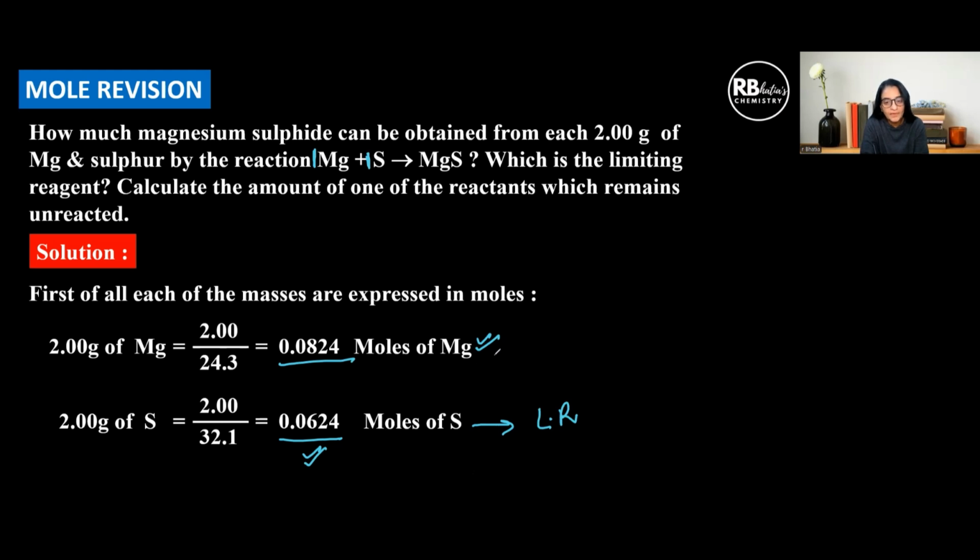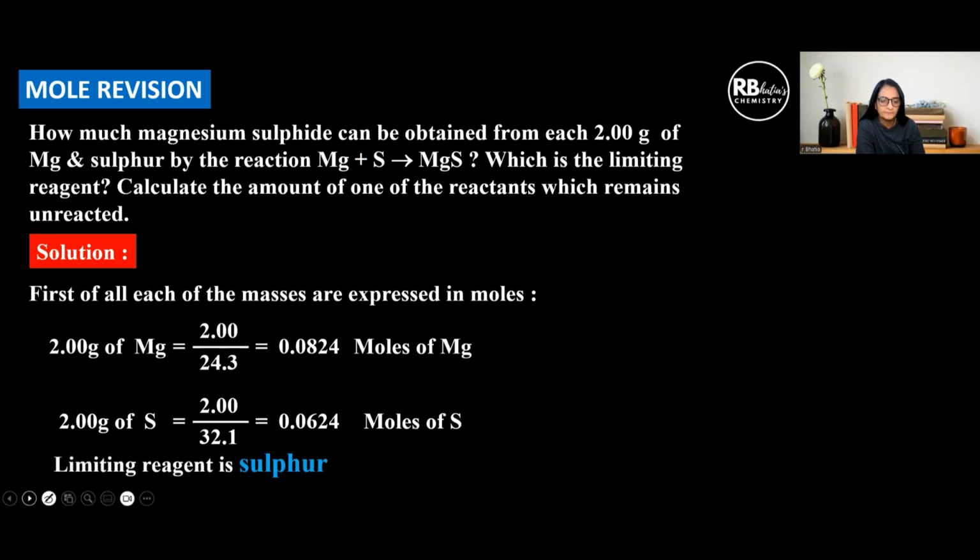Okay, so which is going to be left unreacted? Magnesium will be left unreacted. How much will be left unreacted? Just take a difference of these two values. These many moles of magnesium will be left unreacted. Right? It's very simple, children. Both are required in similar amounts, right? So the one which is lesser is the limiting reactant. The other one will be left unreacted. So limiting reagent is sulfur.